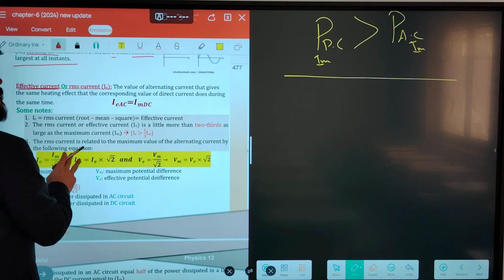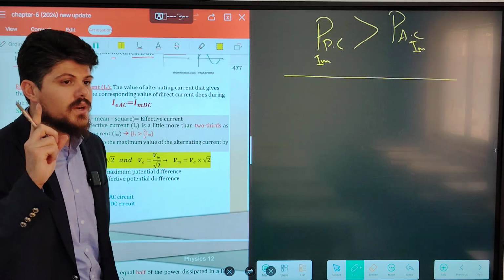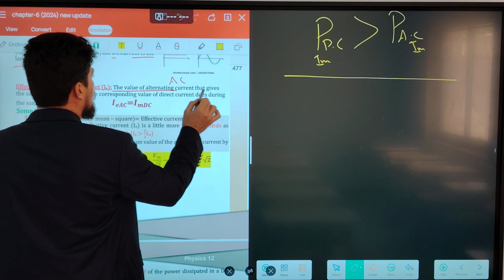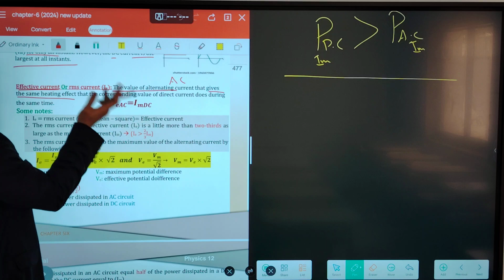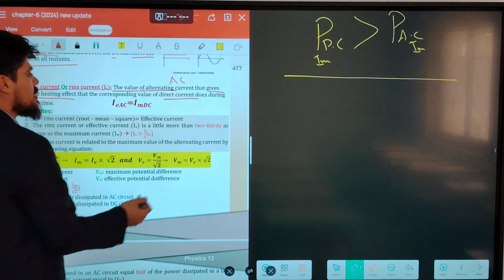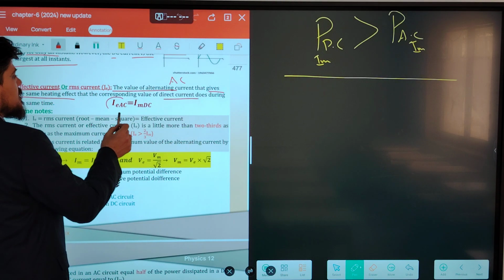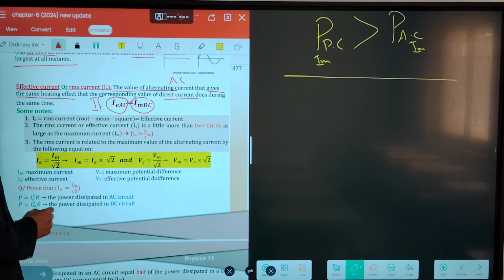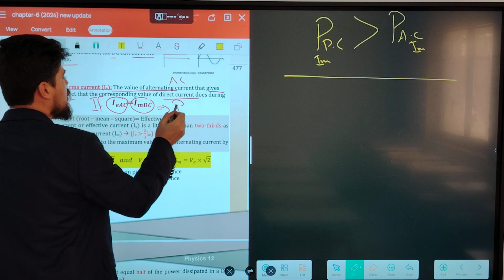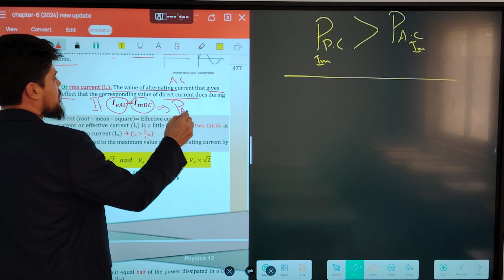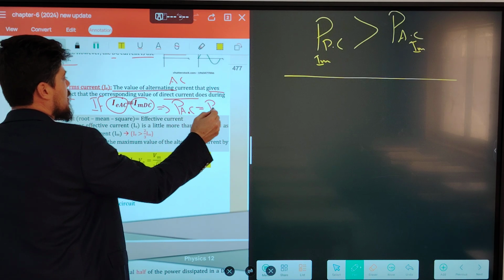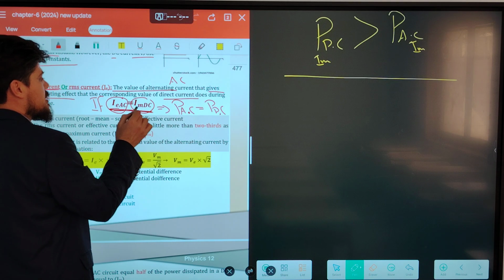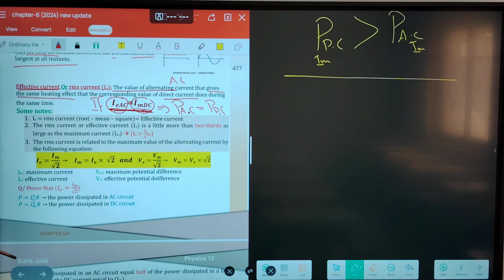Effective current. What is effective current? The value of AC or DC effective current? AC. The value of AC alternating current that gives what? The same heating effect as the corresponding value of direct current. If I effective AC is equal to I maximum DC, then which one has more power dissipation? Same. Why? Because both have the same magnitude. The effective value of AC has the same heating as direct current.